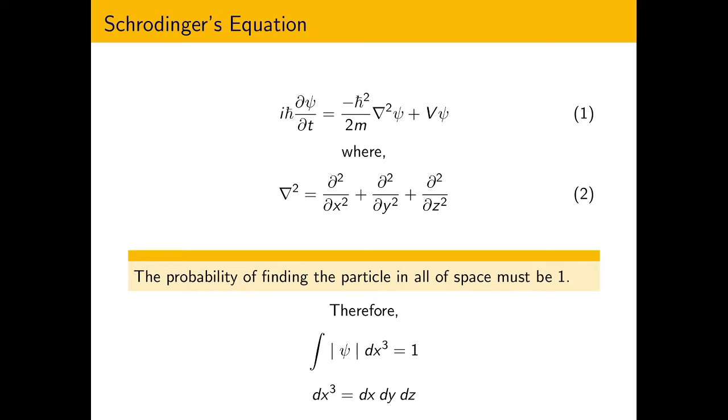Okay, so first thing we need to know is that the probability of finding the particle in all of space has to be 1 because it has to exist. Therefore, the integral of psi squared d^3x is equal to 1, and d^3x over all space is dx into dy into dz. Next slide.